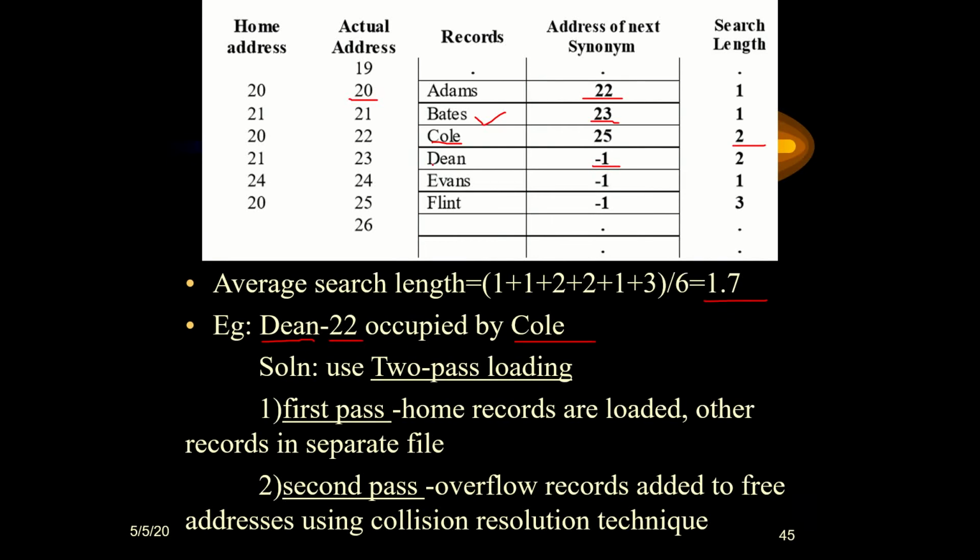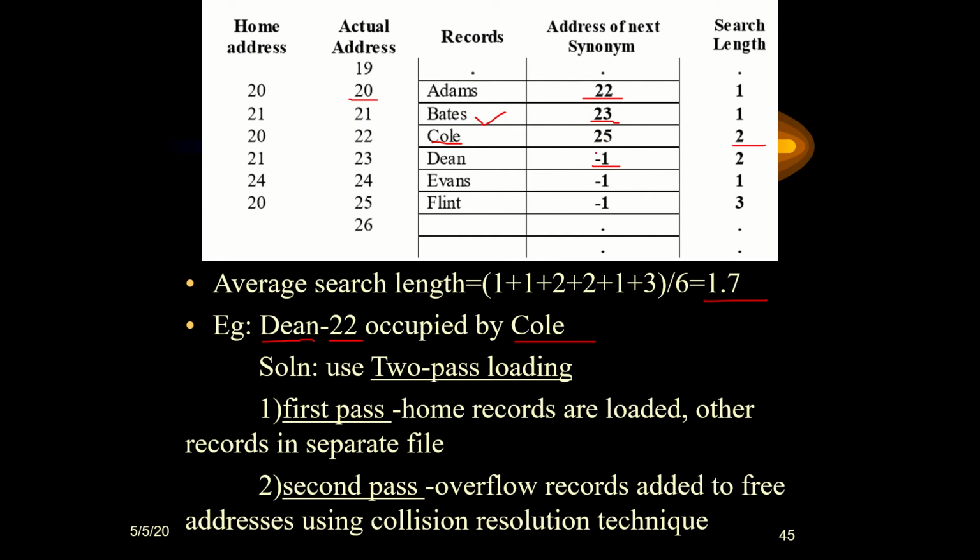Dean is actually occupying 23, but it is telling that I need to occupy 20. So what is actually happening? If Dean needs to occupy 20, it needs to be a synonym of 22. In that case, we have to keep here, 25 is already there, so I do not have any option to save Dean here.